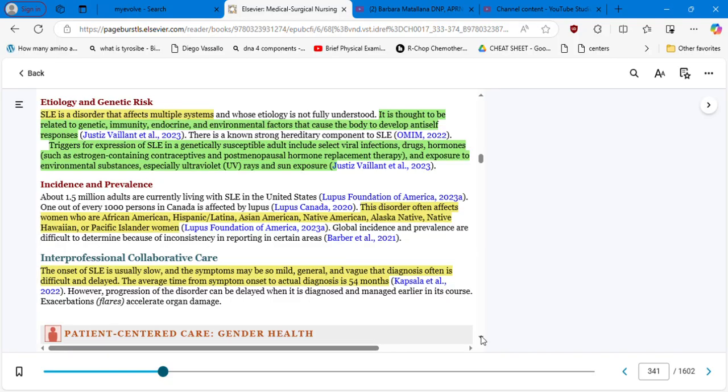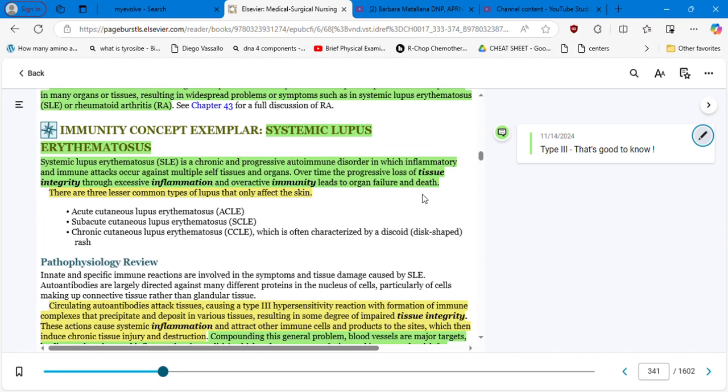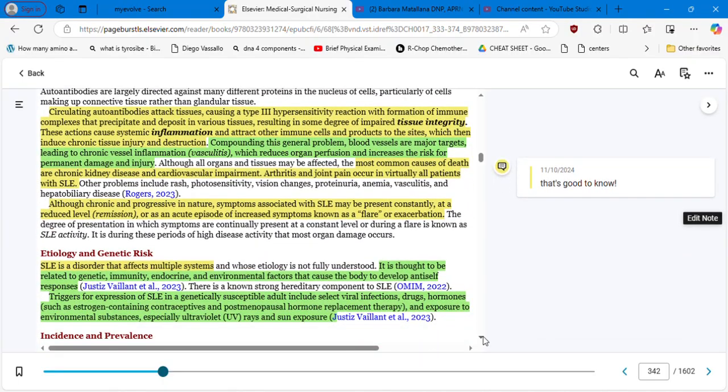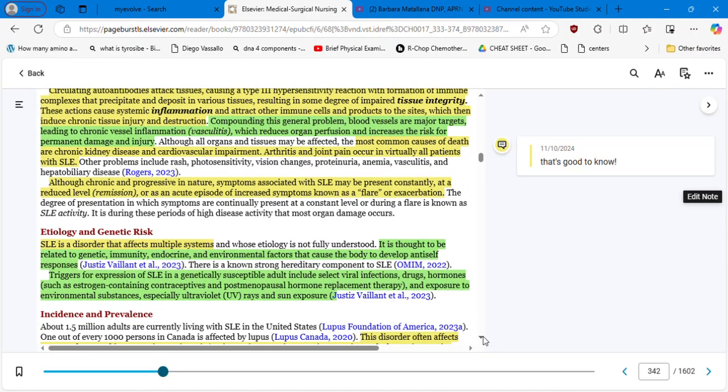Okay, the etiology and genetics. Okay, where are we right now? Okay, let's go here. Let's review again.